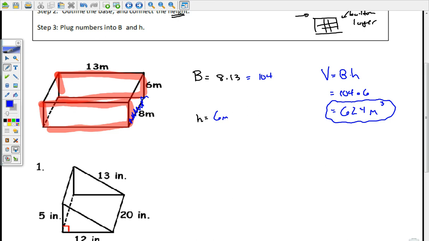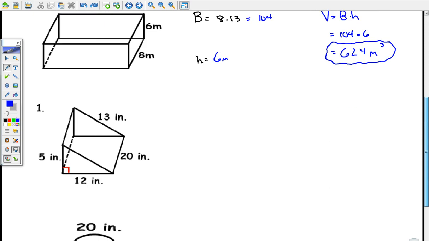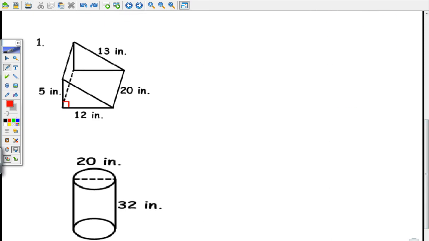Now this is only for rectangular prisms. Other shapes don't quite work that way. So with rectangular prisms, you have some freedom in what you want to do. In your triangular prisms, the triangles are the bases.